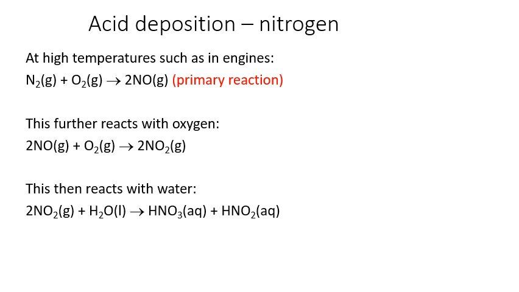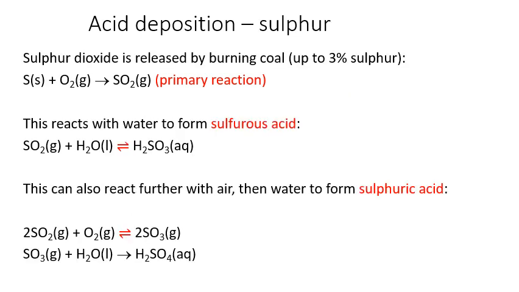This all occurs in combustion. The primary reaction happens in the combustion engine. The second reaction happens just as the nitrogen oxide is leaving the car, outside the vehicle, and then as it goes up into the atmosphere, it's going to react with water in the atmosphere to form the two forms of acid.